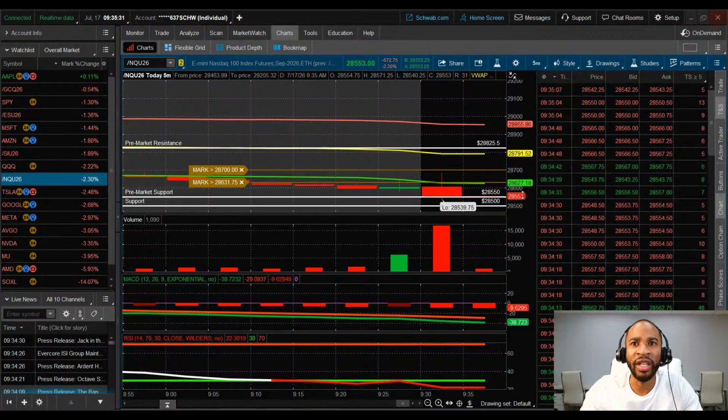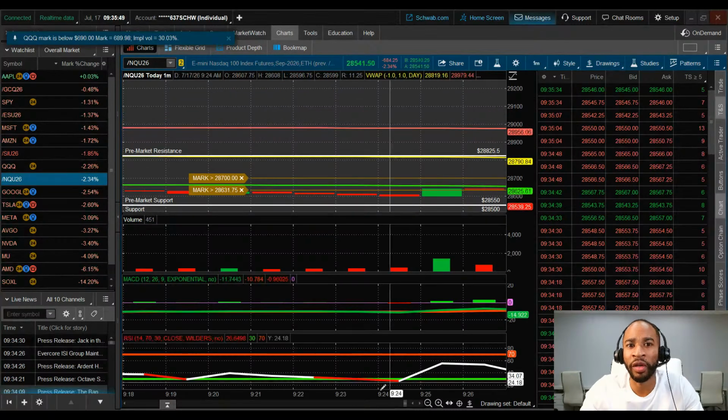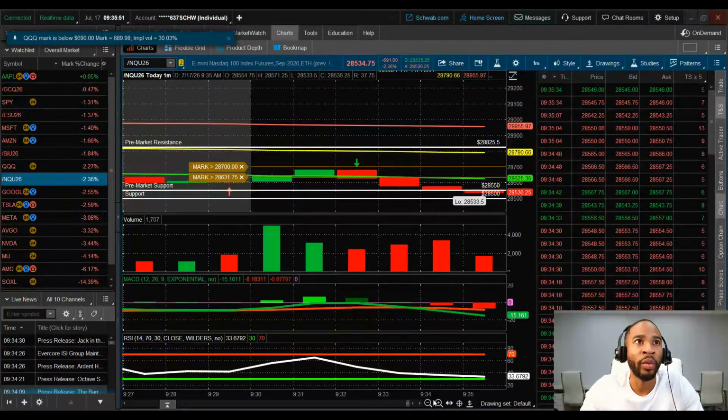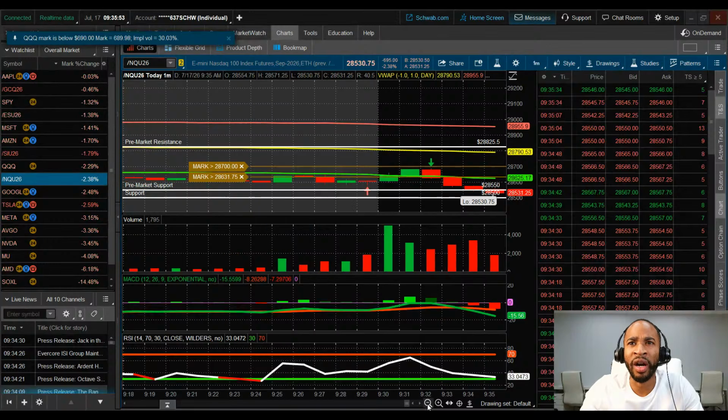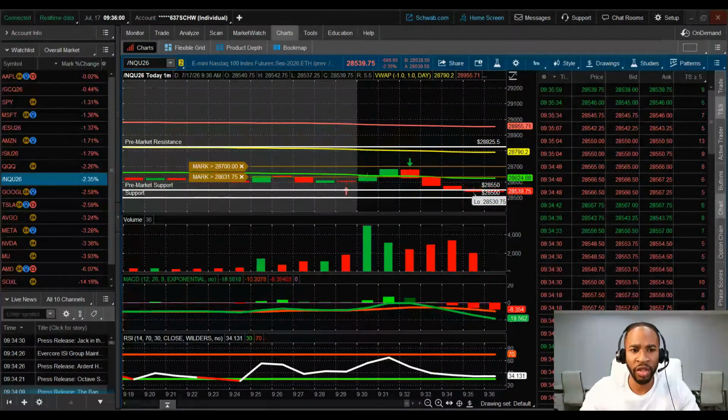All right, family. So we have a key support level down here at $28,500. We're doing our best to wait patiently to see what this thing is going to do because it can always reverse on us. But we had a beautiful short opportunity on the open. All right, so the Qs just broke below a key support level.